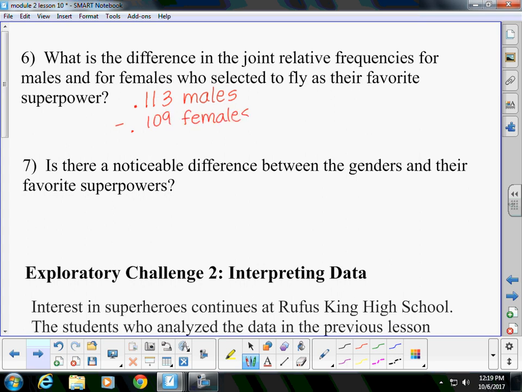You should always show your work so that I can see where you go wrong. And we're going to subtract those two, so that's going to come out to 0.004.